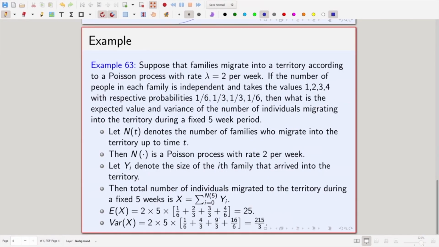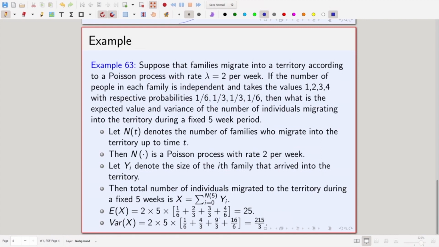So, compound Poisson processes are not something we have defined just like that; they are important processes in the sense that they can be used to model many real life scenarios. So, we will end with one example or one problem on compound Poisson process.